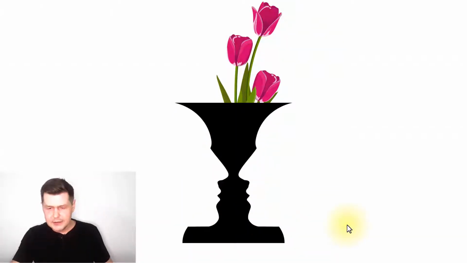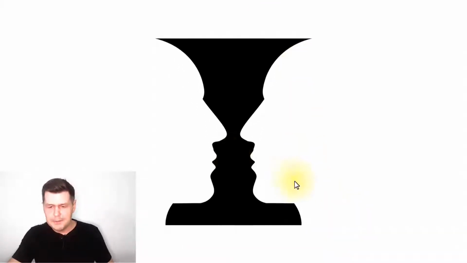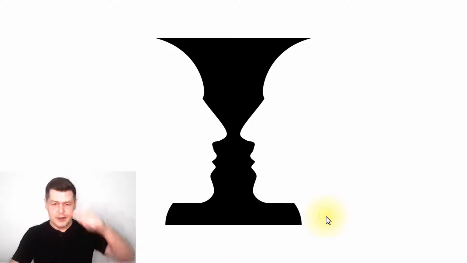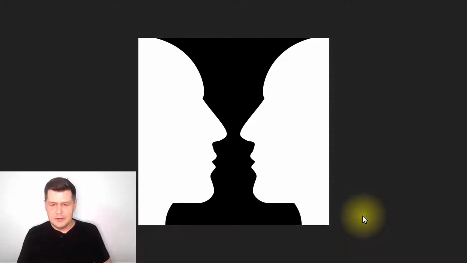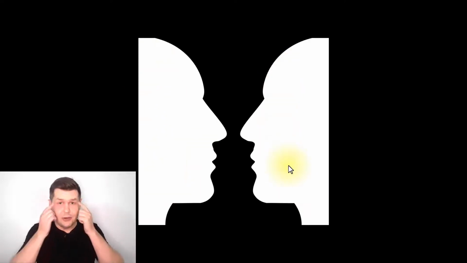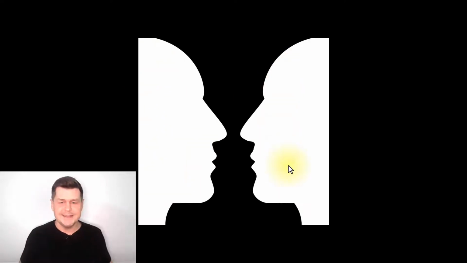But let's look at the white parts of the image. What do they look like? If we put a black border all around it, we can see more clearly that the white parts here on the left and on the right, they look like 2 heads or 2 faces.